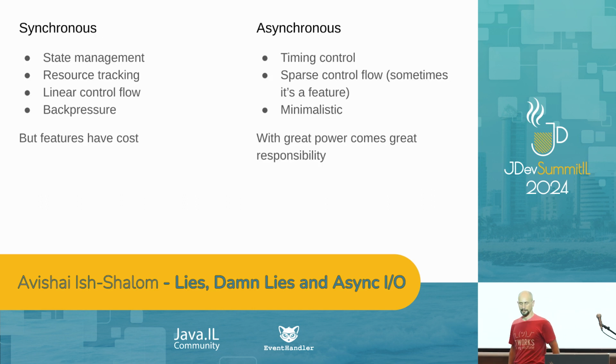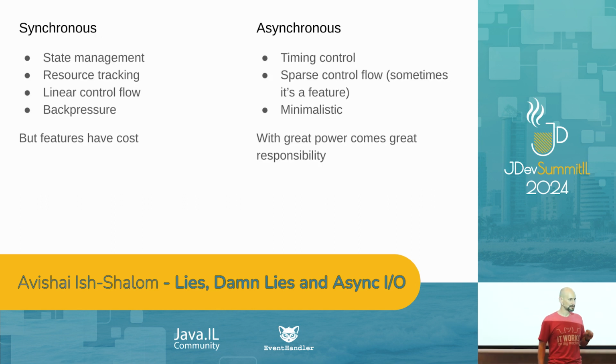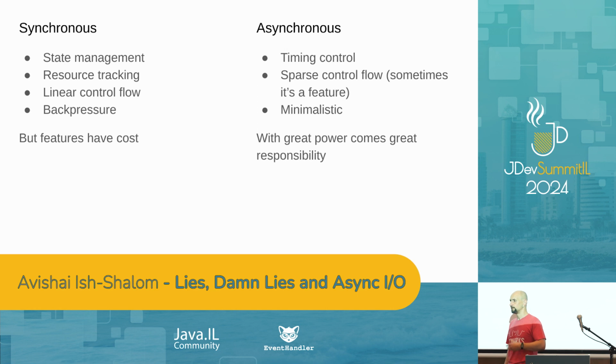So just to give you the contrast again, synchronous gives you state management, resource tracking, linear control flow, which is easy to understand, and back pressure, we'll talk about that in a bit. Asynchronous code is about timing control, precise timing control actually. It has sparse control flow, which is usually something we don't want because it makes programming harder. And it's minimalistic, which allows us to get more performance in extreme cases, but of course, with great power, as we say in ops, comes no responsibility.